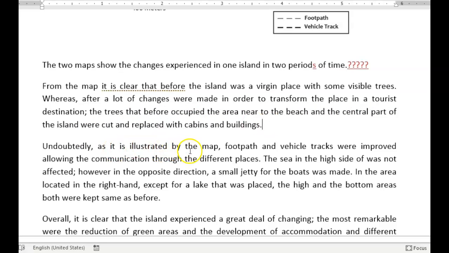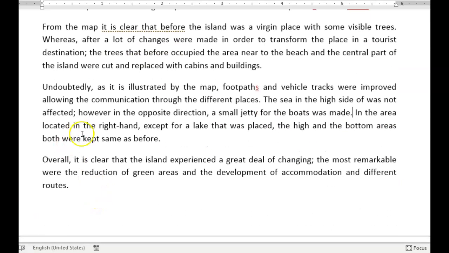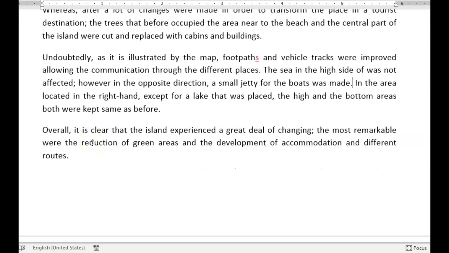Undoubtedly, as it is illustrated by the map, footpaths and vehicle tracks were improved along the communication through the different places. The sea in the high side was not affected. However, in the opposite direction, a small jetty for the boats was made. In the area located in the right hand, except for a lake that was placed, the high and the bottom areas both were kept the same as before. I'm simply trying to read to figure out what you have so that I know what to advise.